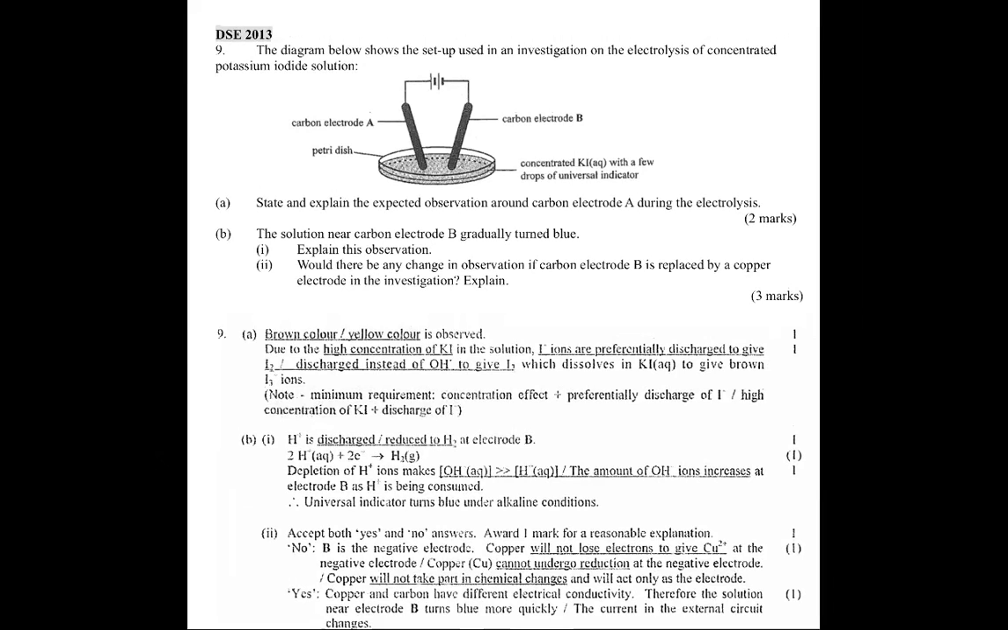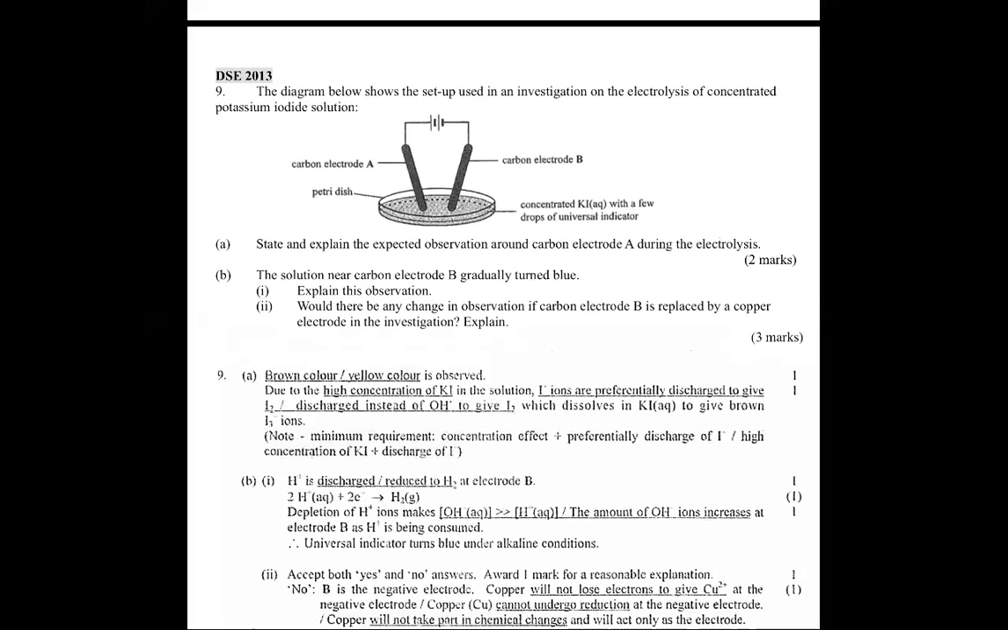Okay, so for question 9, let's take a look at the setup. We have concentrated potassium iodide, and we also have universal indicator in it. So again, let's write out the ions that we can find in the setup. We have potassium ion, hydrogen ion, iodide ion, and hydroxide ion. And the second factor, this time because it's concentrated potassium iodide, the iodide ion has a very high concentration.